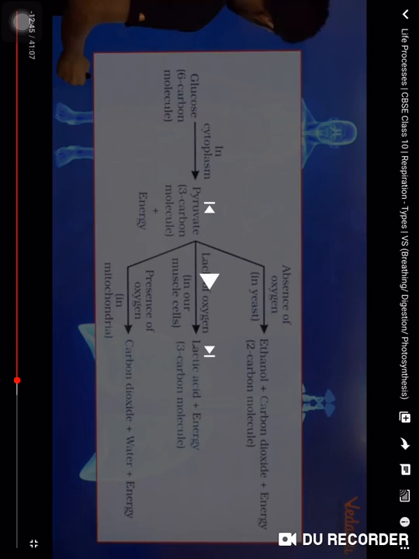But energy produced over here is also very meager. It is only 2 ATP molecules. ATP, again I am telling, what is ATP? Adenosine triphosphate. So these are the pathways of how aerobic and anaerobic respiration take place. So this is only for today what I have made for you.